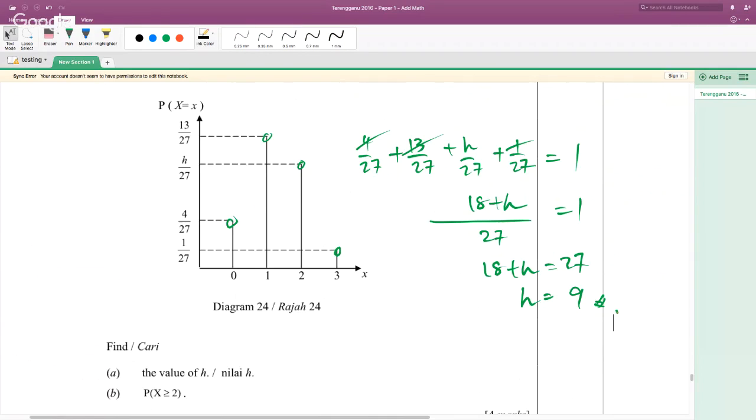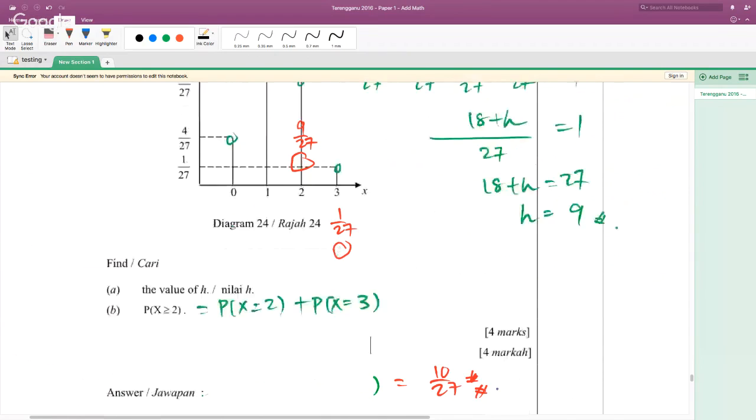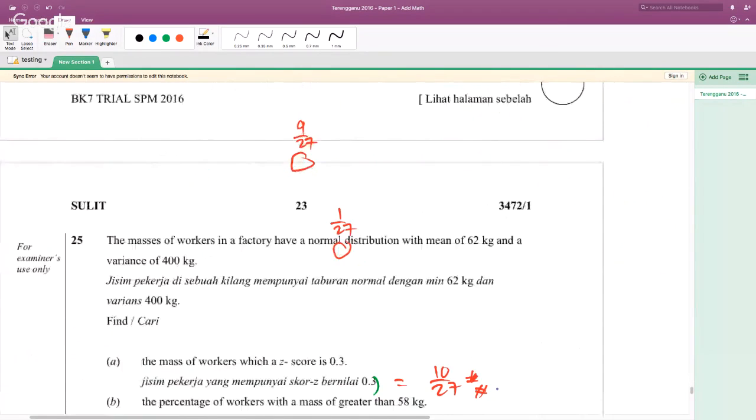It's very easy. Then they want the probability that x is bigger than or equal to 2. That means the probability x equals 2 plus the probability x equals 3. 2 and 3 means plus together. x equals 2 is what? h is 9, right? So this is 9 over 27 plus 1 over 27, which equals 10 over 27. It cannot be simplified, so this is the final answer. This is considered a very easy bonus mark question. And we go to the last question.